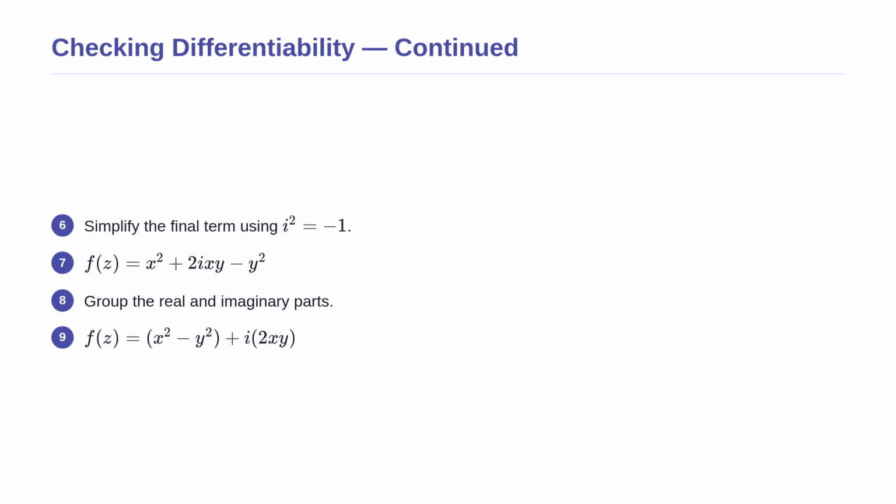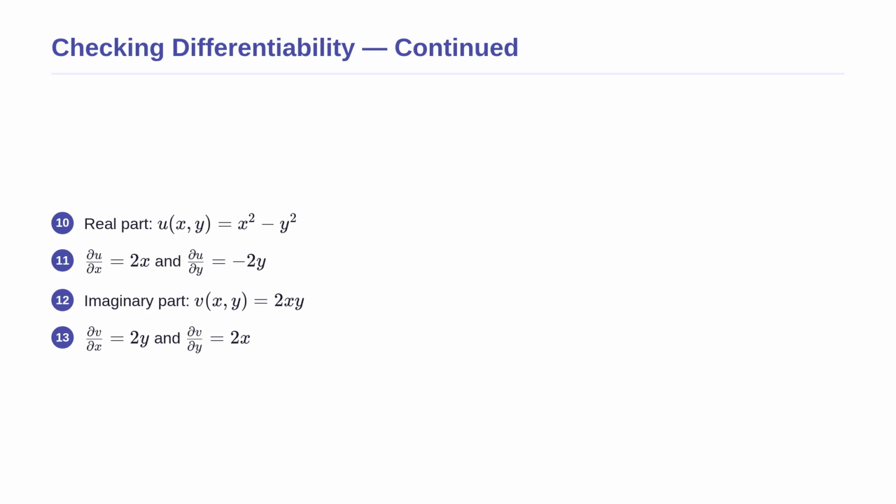The real part u is x squared minus y squared. The imaginary part v is 2xy. We are now ready to take their partial derivatives. Let us calculate the four required partial derivatives.